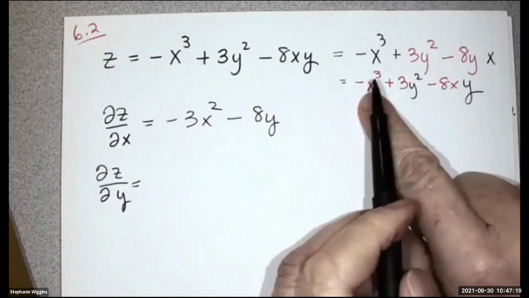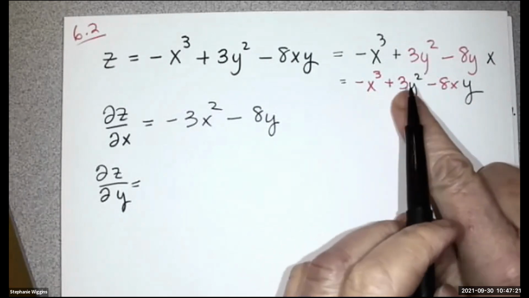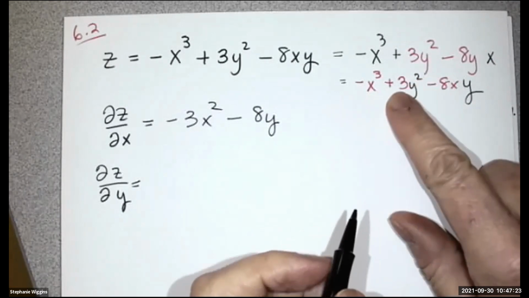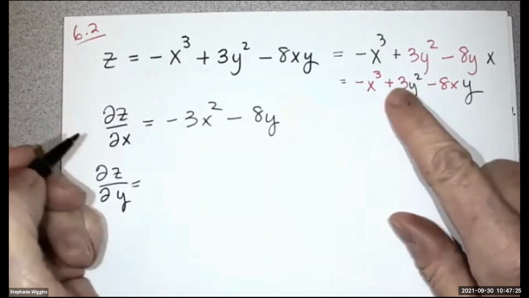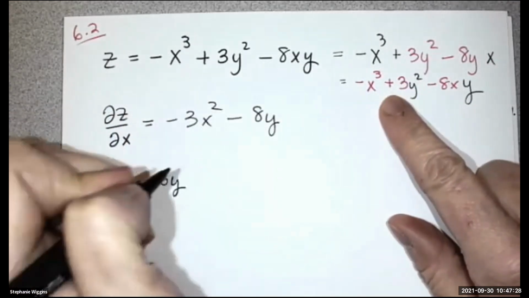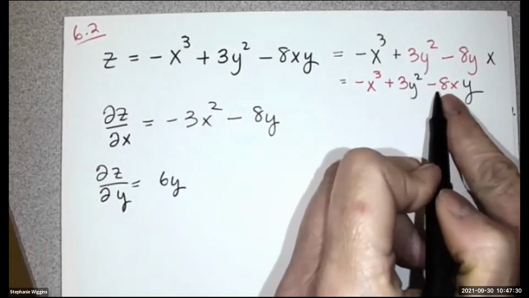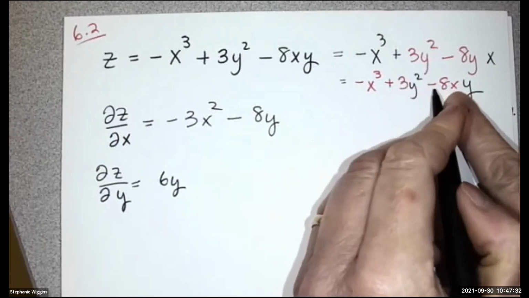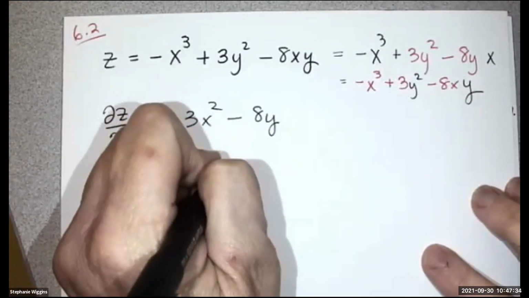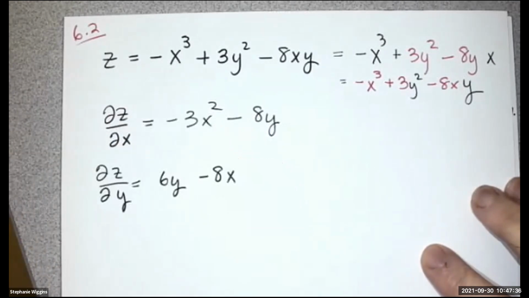It's in red, so I treat it as a constant. Here we have a constant times y squared, so it's going to be 6y. And then here you just have minus 8x times y, so it's just going to be minus 8x.